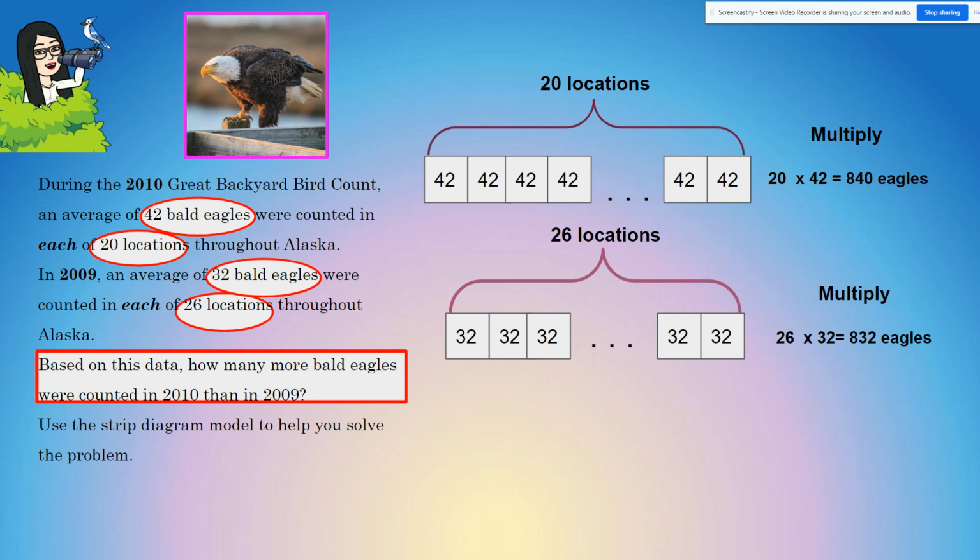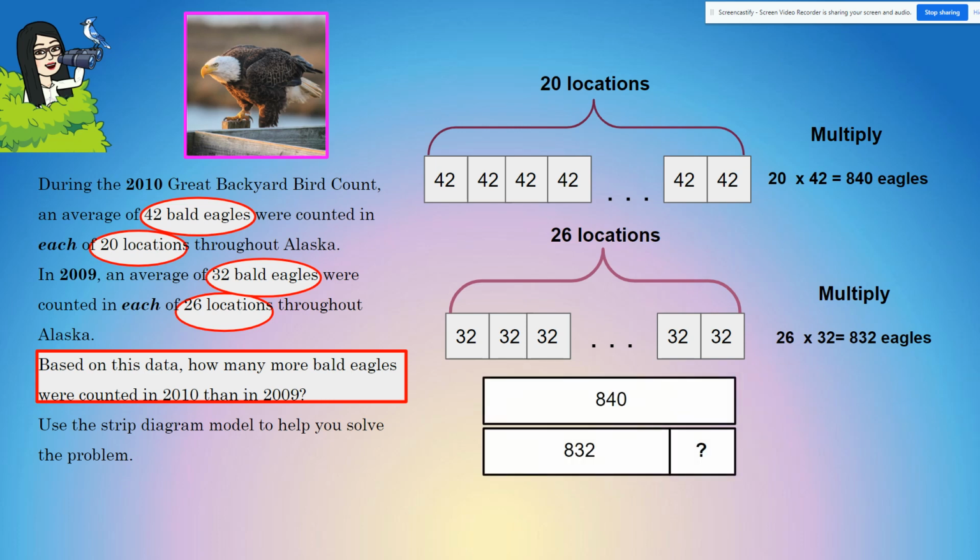Remember, the question asked for how many more bald eagles were counted in 2010 than in 2009. So what I need to do now is draw another strip diagram to help me visualize what I need to do. I know that I had a total of 840 bald eagles and 832 bald eagles in different years. So I want to find the difference. This model looks a little different because I am subtracting. I'm going to use the comparison strip model, which is part of the strip diagram model.